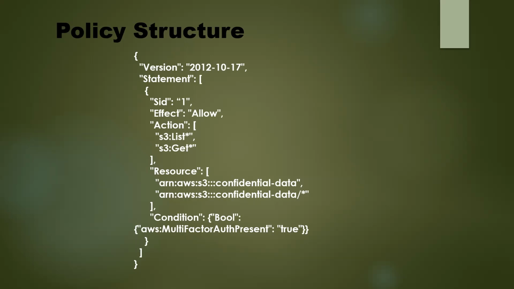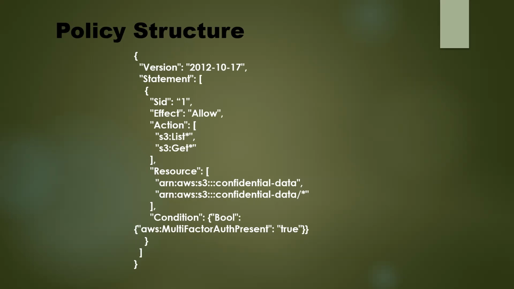At the end, we have the condition element, which is again an optional element. In our case, if the user is not authenticated using MFA, then the condition evaluates to false and the user will not get access to the confidential data bucket. And if this condition evaluates to true, that is, they are authenticated using MFA, they'll get to see the objects in the bucket. But you don't really need to use this condition as it is an optional element. So if you are not really bothered about MFA in your case, you don't need to use this condition.